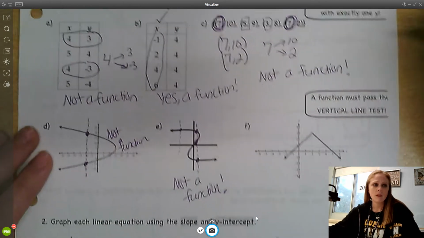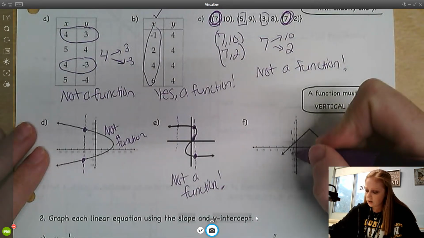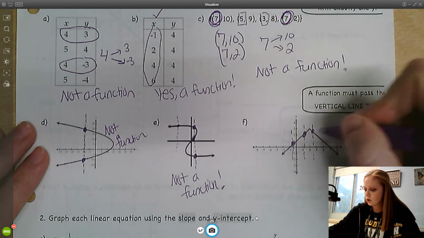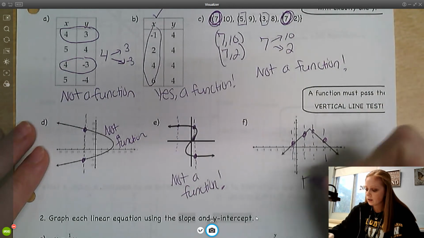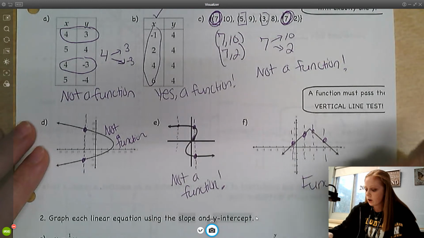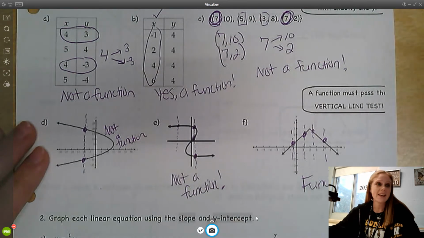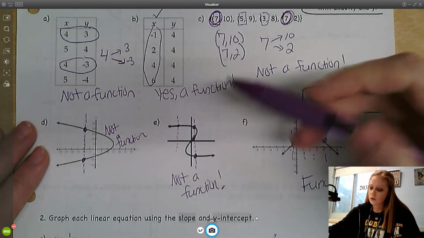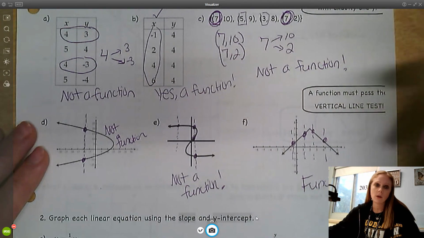Okay. Vertical line test here. Just hits once, crosses our graph once. No matter where you put a vertical line, it only crosses our graph once, so this one is a function. Hooray! Okay, so vertical line test. If you can find anywhere in the graph where it crosses more than once, it's not a function.